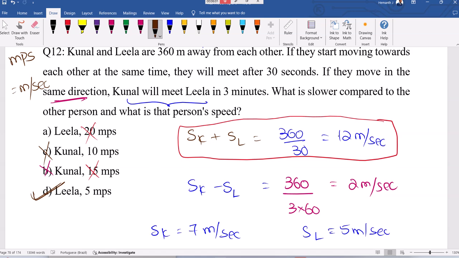Adding these two things gives 12, and they're asking for the slower one. If the slower one is 10, then the higher one will be more than 10. 10 plus more than 10 means more than 20, but here only 12 is available. That's a wrong option. We can eliminate options like that also. Here the answer is Leela, 5 meters per second.